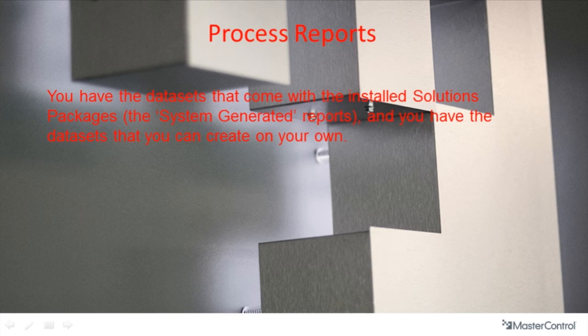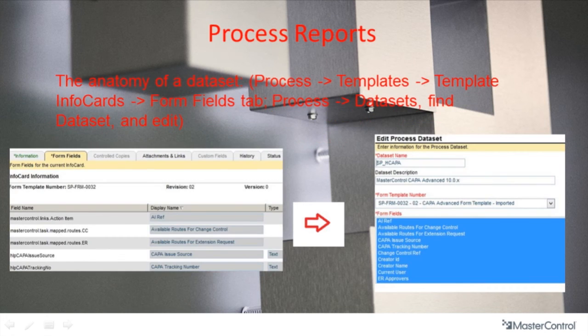So you've got the data sets that come with the solutions packages, or you can create your own. So here's the anatomy of a data set. Over here, we've got your template info card. So you go to the Form Fields tab, and you have a whole list of all of the fields that are present in your template info card. All of those translate over here to the data set process.